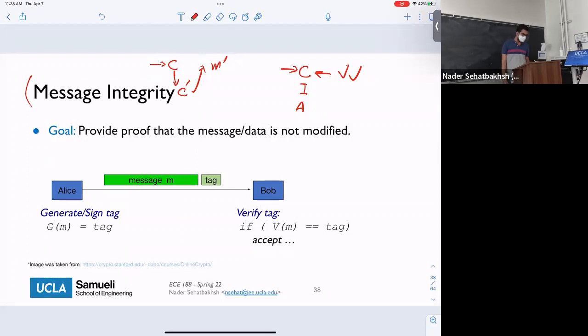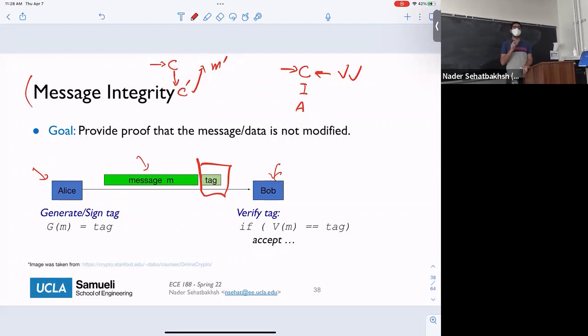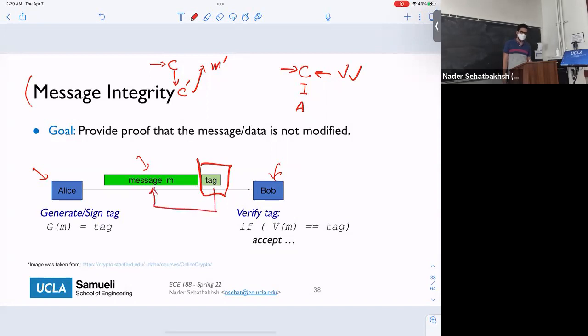Basically, we want to make sure that if Alice is encrypting a message M and sending it to Bob, Bob has a guarantee that this message is the one Alice intended to send. How do we achieve that? We do it by adding an additional tag to our message. So we not only send the message, we also send a tag with it, which is usually much smaller than the message. All we need to do is check whether this tag was generated by this message or not.